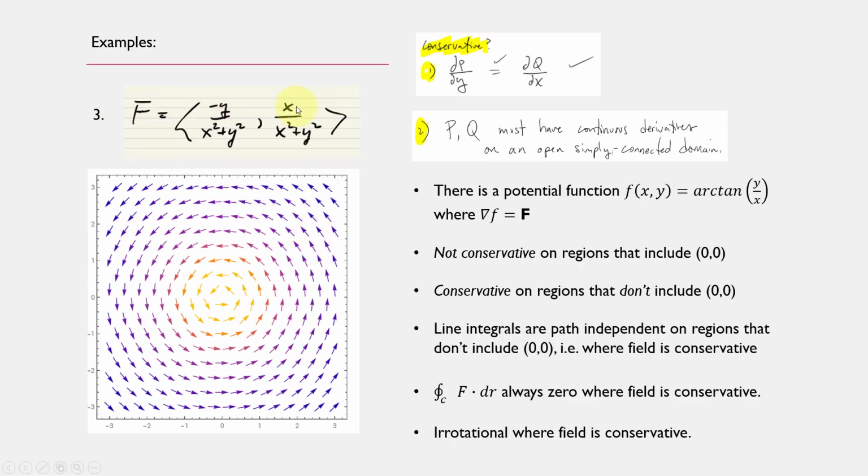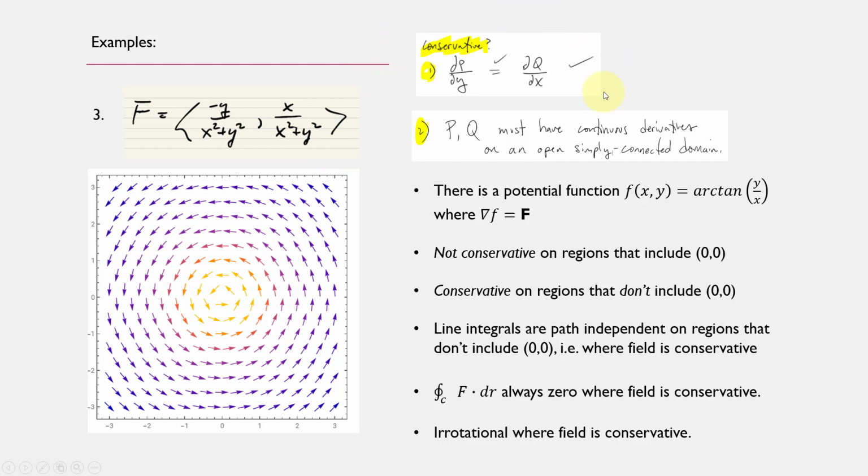So the numerator is the same as example 1, and I'm just dividing by x squared plus y squared in each component, and therefore basically dividing by the square of the magnitude of the vectors in example 1. So let's go through these same questions as to whether or not this is a conservative vector field and what are the implications of that conclusion.